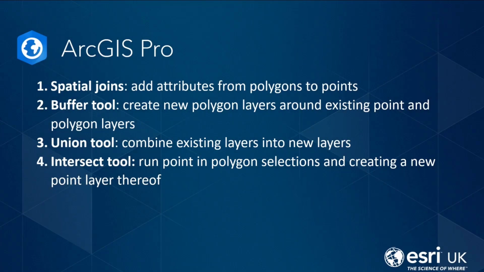In this video, we're going to look at 4 more tools in ArcGIS Pro. Firstly, we're going to look at using spatial joins to add attributes from polygons to points. Then we're going to use the buffer tool to create new polygon layers around existing point and polygon layers. And we'll use the union tool to combine existing layers into new ones. And finally, we'll use the intersect tool to run point and polygon selections and create new point layers thereof.